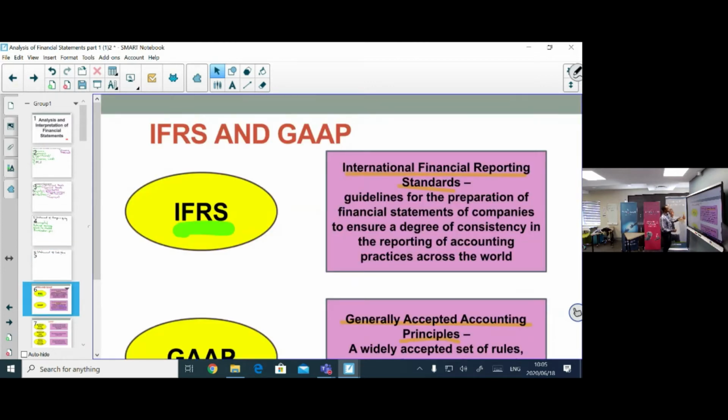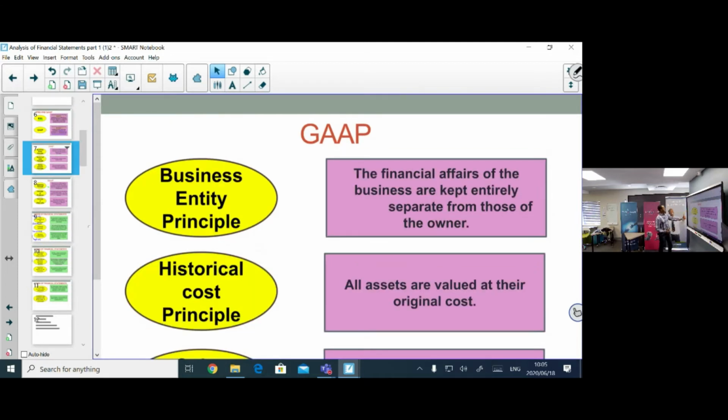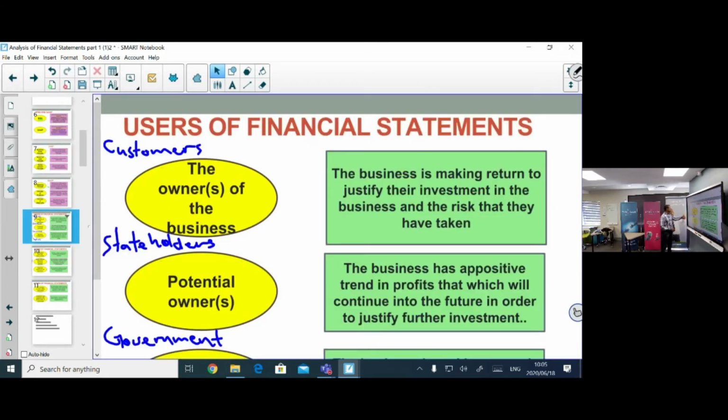I hope you still remember we went through the difference between IFRS and GAAP. That was yesterday's lesson.